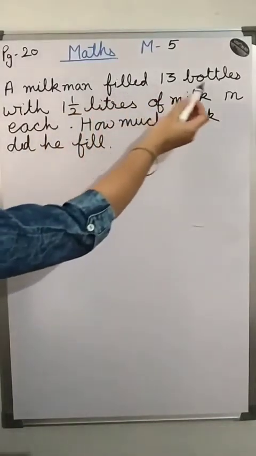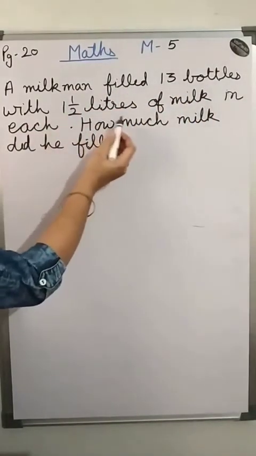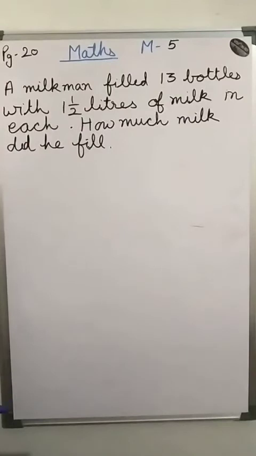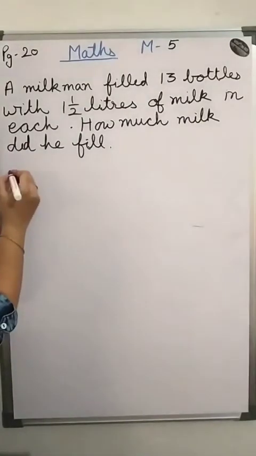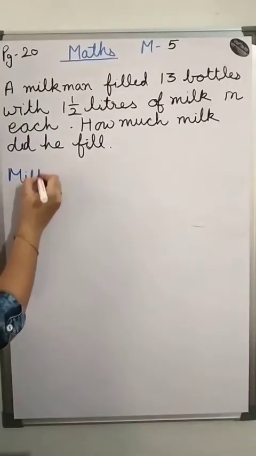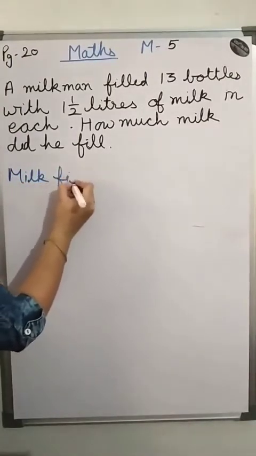Now come to module number 5, page number 20. A man filled 13 bottles with 1.5 liters of milk in each. How much milk did he fill? So then how do we solve? Milk filled in one bottle.